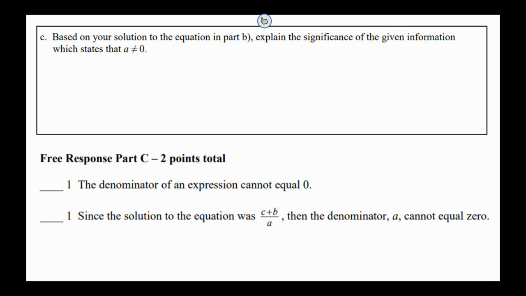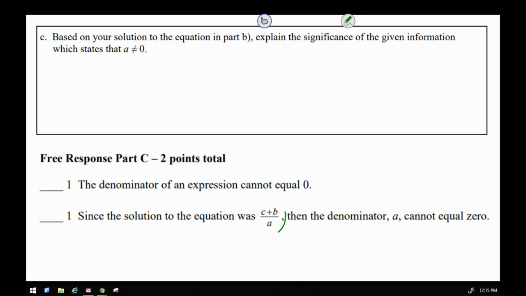Grade yourself. This part C was worth 2 points total. So you get a point if you say a denominator cannot equal 0. And a point if you say since the solution was C plus B over A, then the denominator A cannot equal 0. Okay? So you have to mention this right here. And you have to mention you cannot divide by 0. So the denominator cannot be 0, but you cannot divide by 0. You're starting to see how the grading works here.